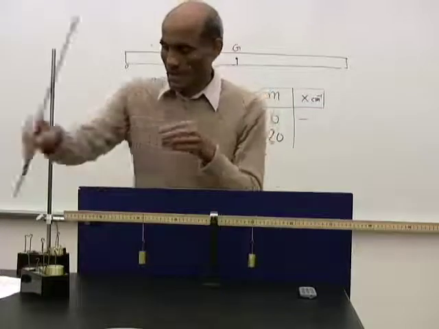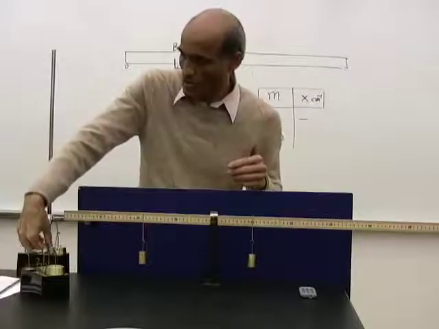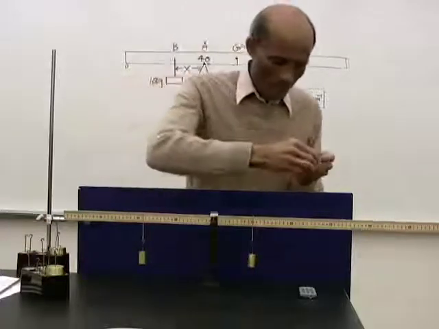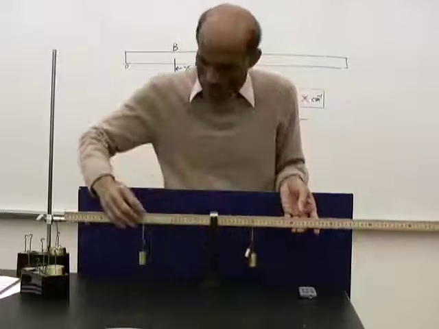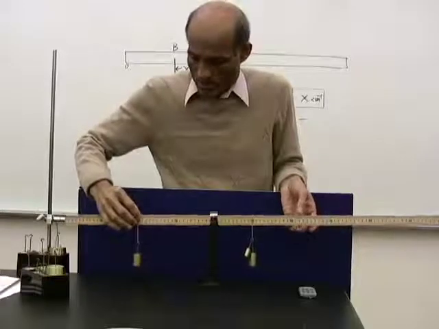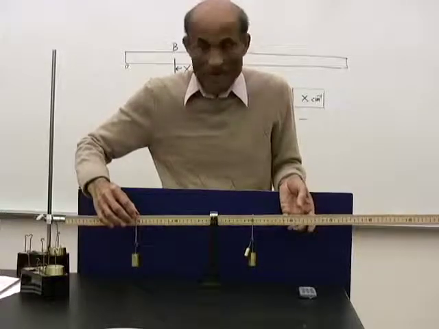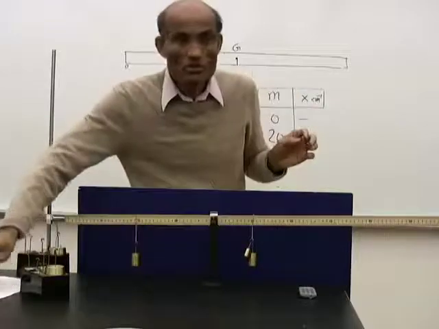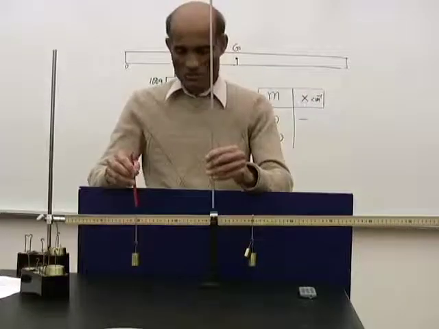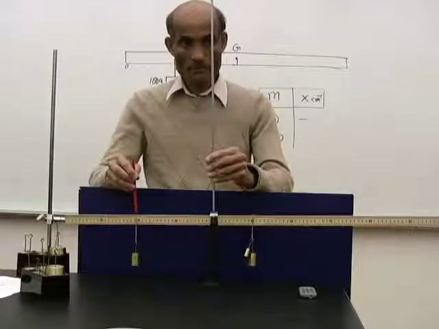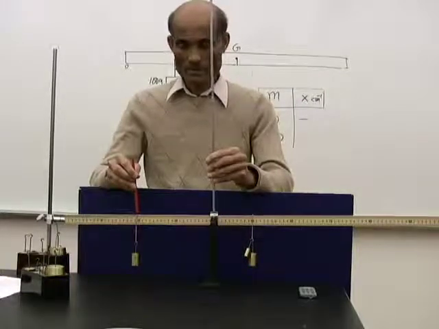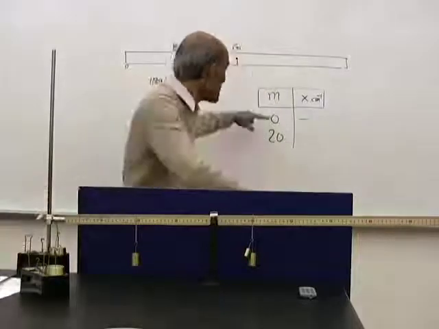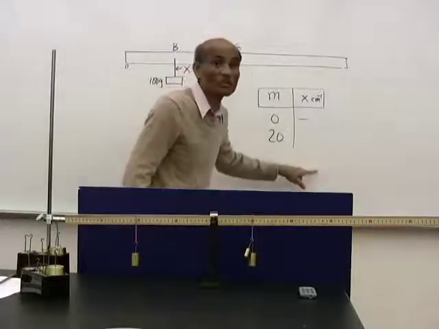Okay, and now change the mass to 120 gram. That's 100 plus 20. I have 120 gram, and we change the x value. We have a new x value. Measure that new x value. There you are. Okay. Right. Now complete this table for m against x.